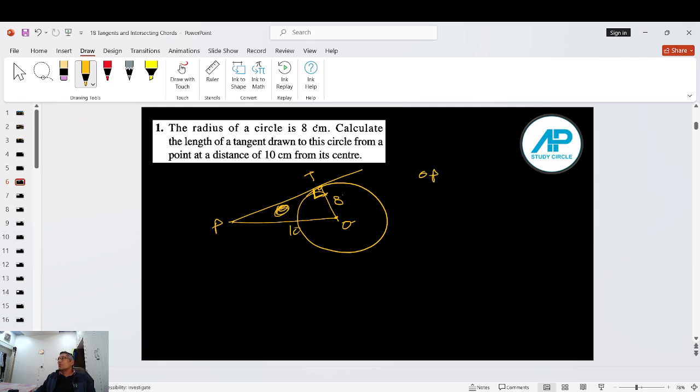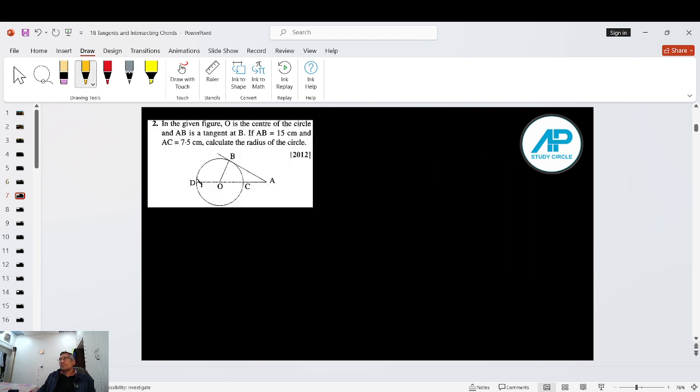So we get OP square equals PT square plus OT square. Correct? So 10 square equals PT square plus 8 square. We get 100 minus 64, that is 36, and the root gives you 6 centimeter. So the length of the tangent is 6 centimeter. I hope the question is clear. Keep on solving these questions in your copy one by one along with the question.